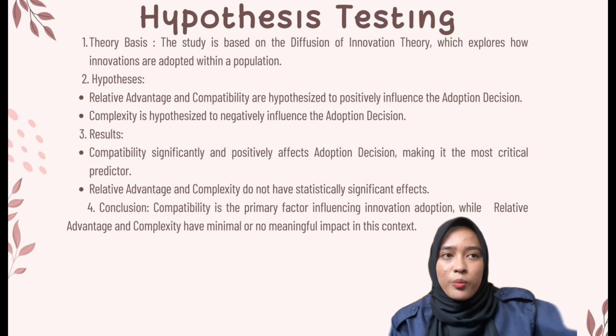In addition, the results show that compatibility significantly influences the adoption decision, with a significance of 0.007, making it the most important factor. However, relative advantage at 0.753 and complexity at 0.941 have no significant impact, meaning they do not play a major role in adoption in this case. In summary, compatibility is the key factor driving innovation adoption, while the other factors are less relevant.